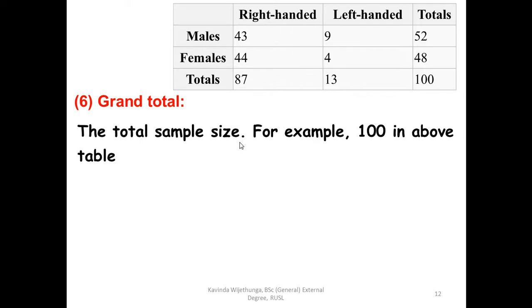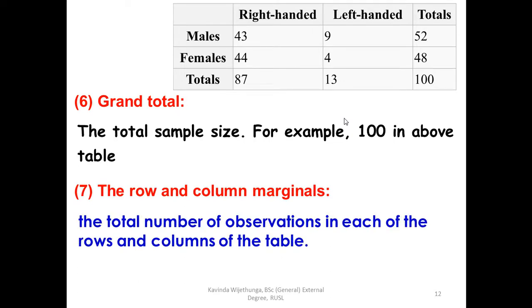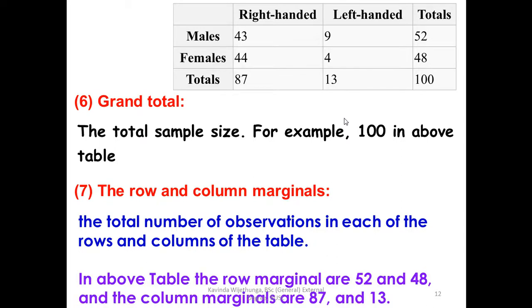Grand total: the total sample size, for example 100 in the above table. You can calculate here a column total, and this one again a column total. If you add these two you get 100, and if you add these two in rows and take the same value, you can take it as the grand total. The row and column marginals: the total number of observations in each of the rows and columns of the table. In the above table, the row marginals are 52 and 48, and the column marginals are 87 and 30.